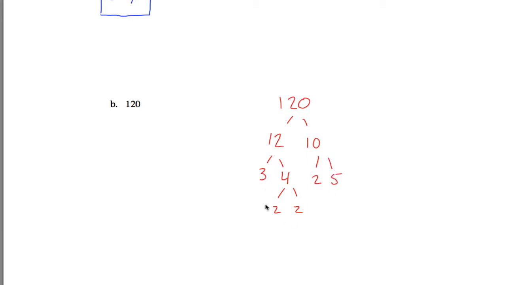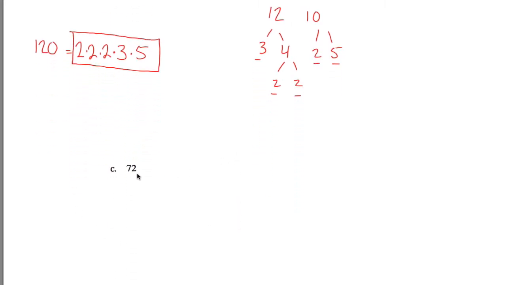And at this point, everything at the end of my branches, however you're viewing this, are prime numbers. So we're as far as we can go. We got that 120 is equal to 2 times 2 times 2. You could write 2 cubed, but since we haven't gone over exponents yet, I'll leave it like this. Times 3 for this 3 right here. Times 5 for this 5 over here. So the prime factorization of 120 is 2 times 2 times 2 times 3 times 5.